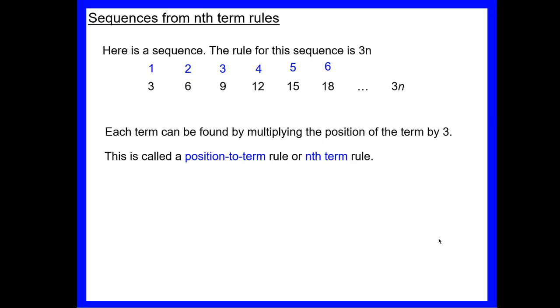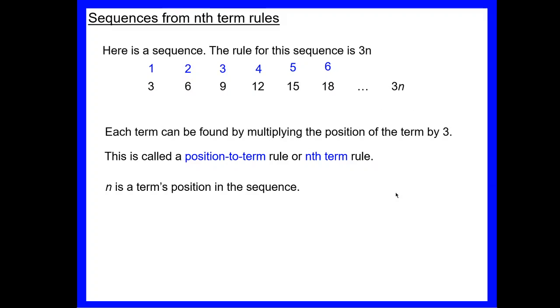So n stands for our position number. So that's why it's often called an nth term rule. Okay, so either position to term rule or nth term rule is quite often, because we're using this letter n to stand for the number of the position. Remember, the positions are simply the order 1, 2, 3, 4, 5, 6 as we move along.